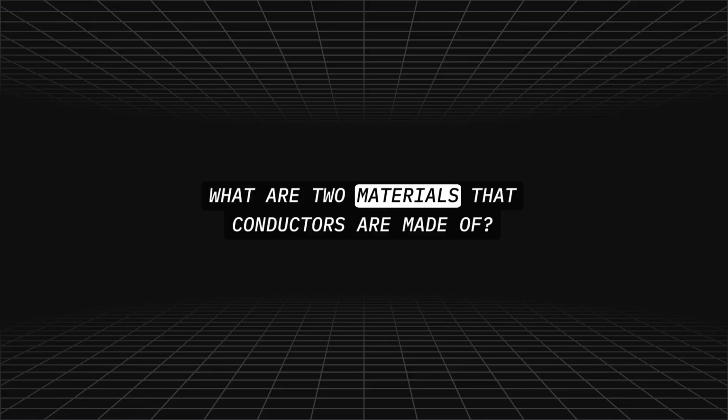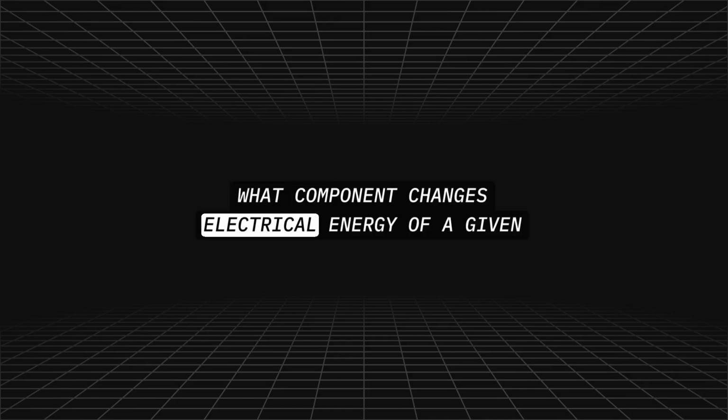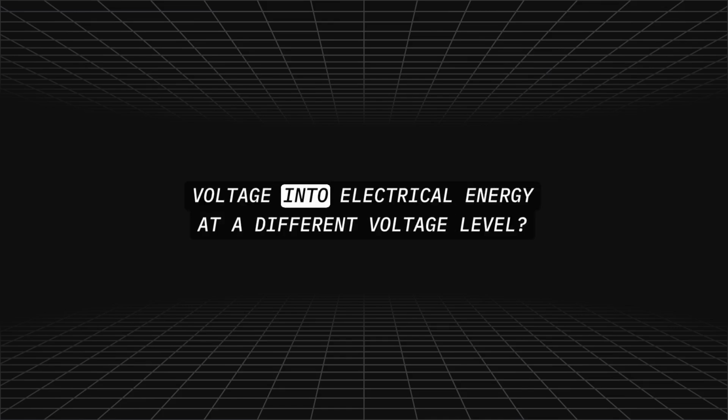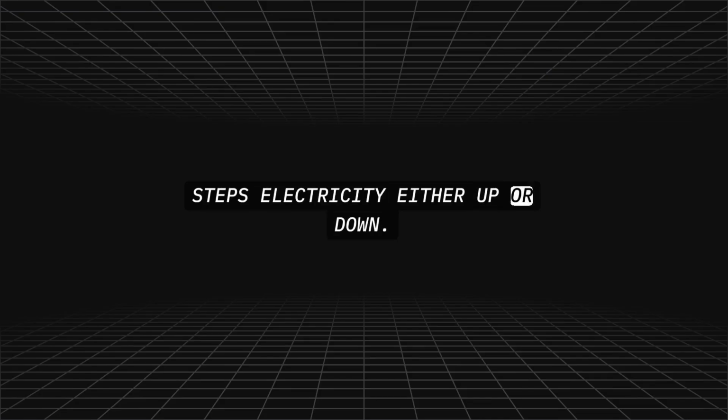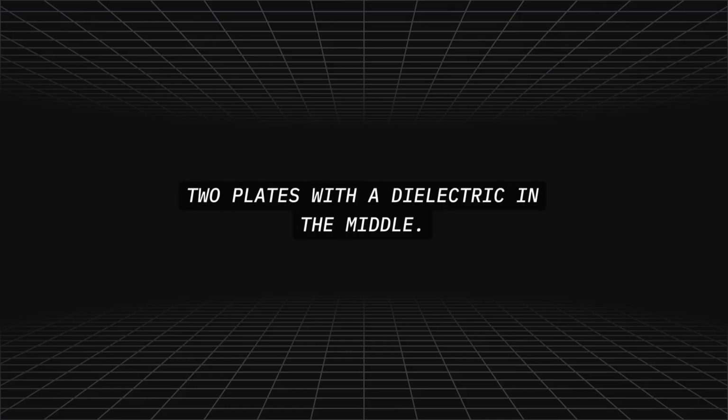What are two materials that conductors are made of? Aluminum and copper. What component changes electrical energy of a given voltage into electrical energy at a different voltage level? Steps electricity either up or down. Transformer. Describe a capacitor. Two plates with a dielectric in the middle.